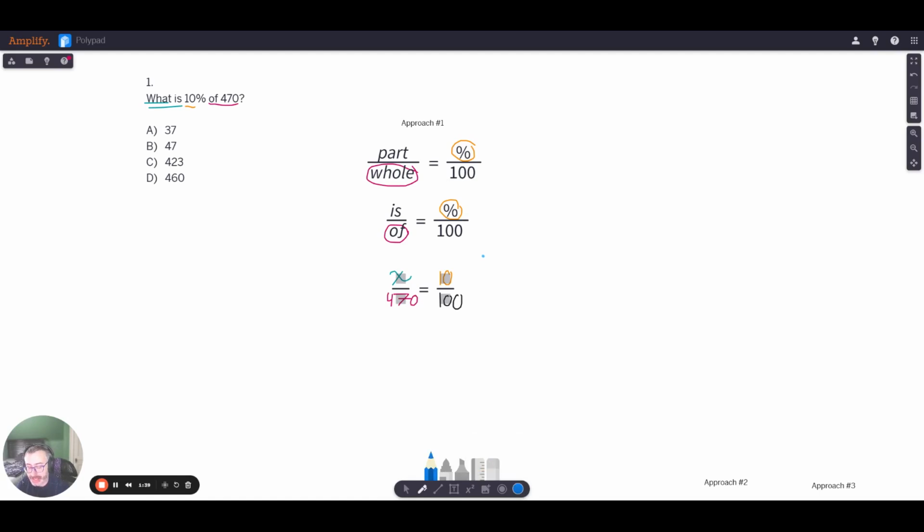Now that I have this, I can use my strategy of cross multiplication to solve for x. So x times 100 is 100x. 470 times 10 is 4,700. And then to fully solve the equation, I need to cancel this 100. I cancel a coefficient by dividing by it. And I'll do the same on both sides to stay balanced. 100 divided by 100 is an invisible 1, leaving us with just x, equals 4,700 divided by 100, which is 47. So my answer is B, 47.